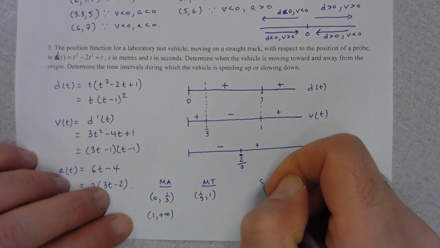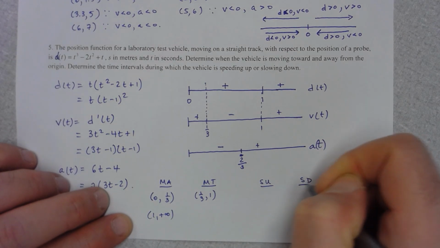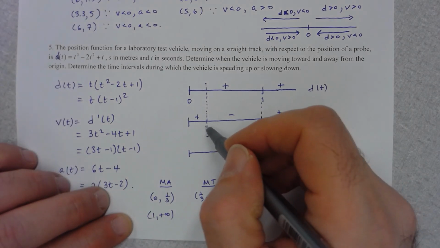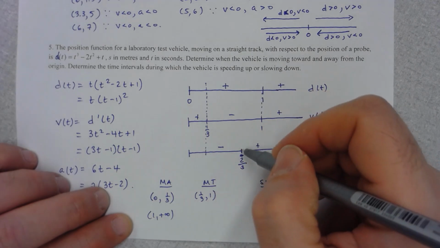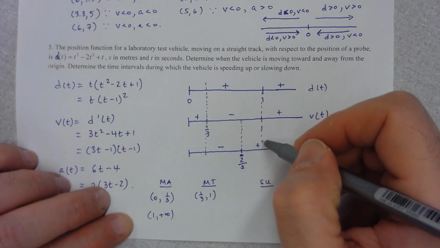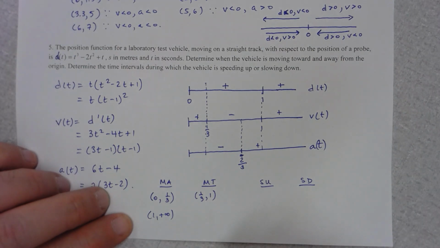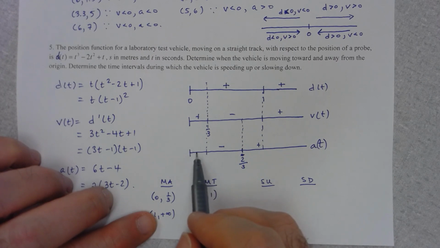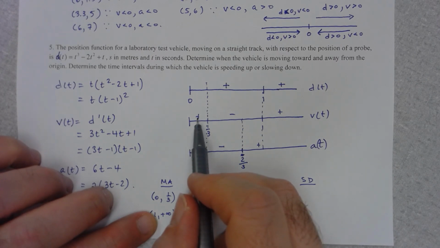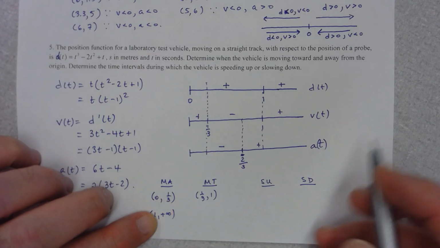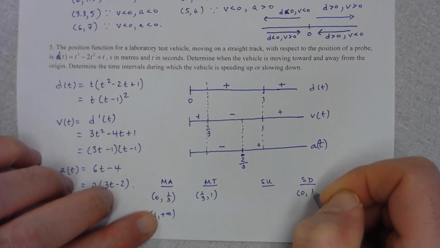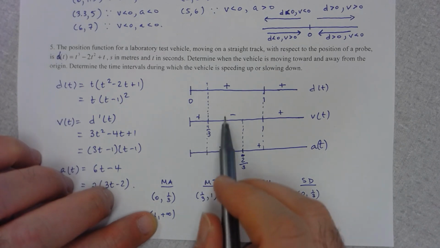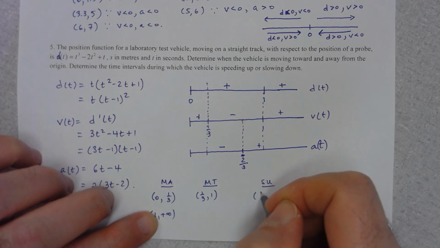Now let's look at speeding up and slowing down. Okay, now I'm focusing in on these 2 lines. Okay, so I'll bring this 1/3 down, this 2/3 up. All right, and let's see what's happening here. So from 0 to 1/3, well, acceleration is negative, velocity is positive. So opposite, meaning I'm slowing down. So from 0 to 1/3, I'm slowing down. Then from 1/3 to 2/3, both negative, so I'm speeding up.